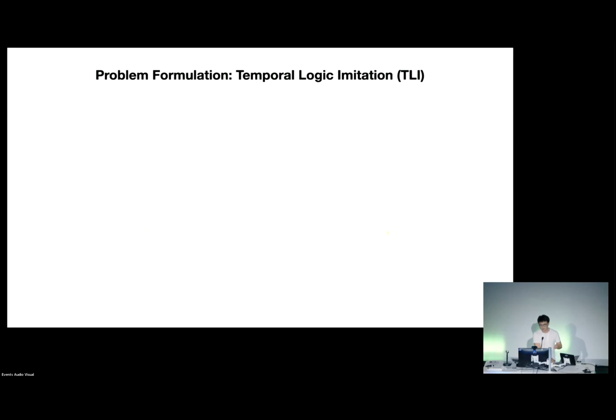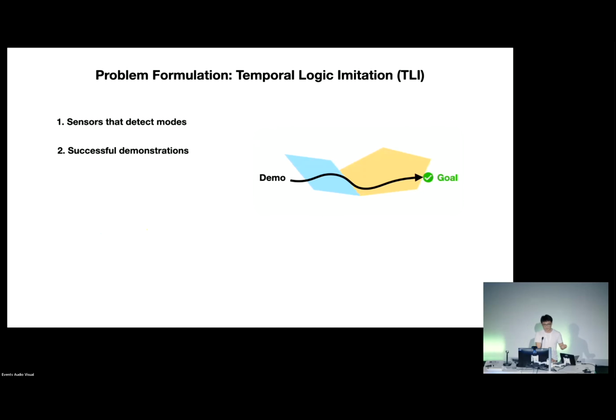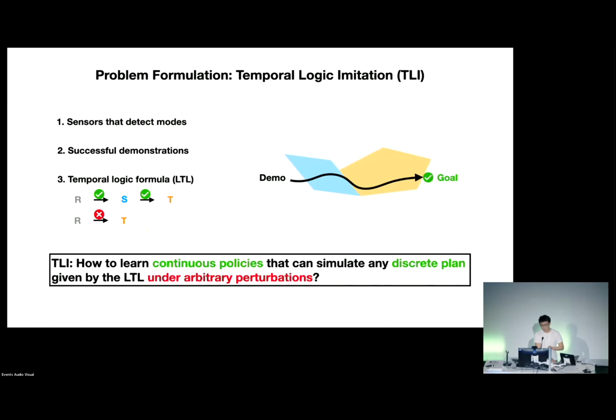Let's now formally introduce the problem, temporal logic imitation, where given sensors that detect modes, successful demonstrations of reaching a goal, and a temporal logic formula that specifies valid mode transitions, we want to be able to learn continuous policies that can simulate any discrete plan given by the LTL under arbitrary perturbations.